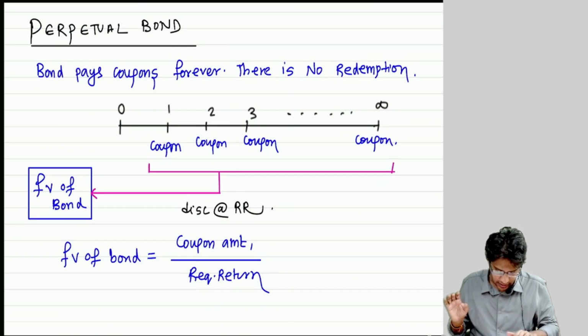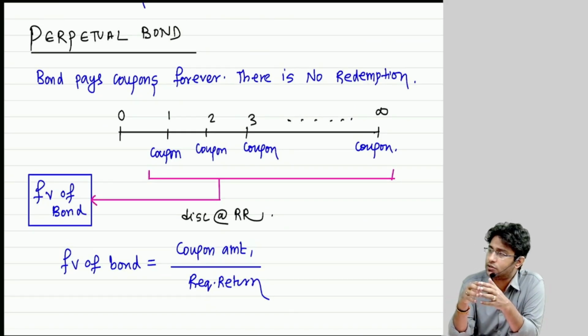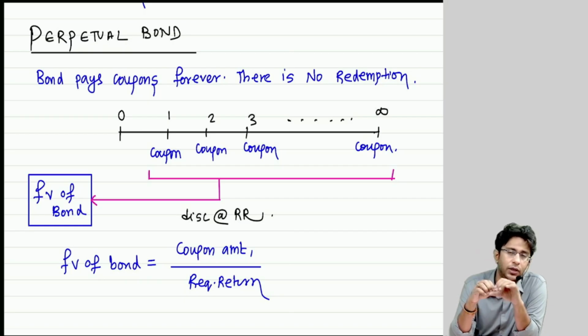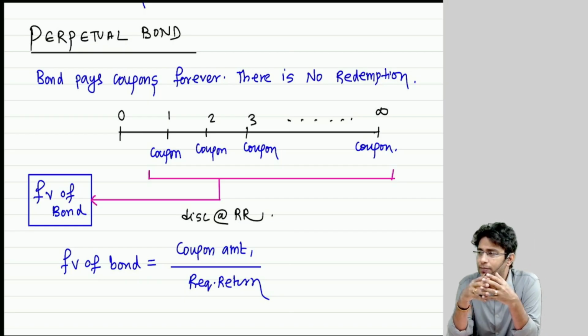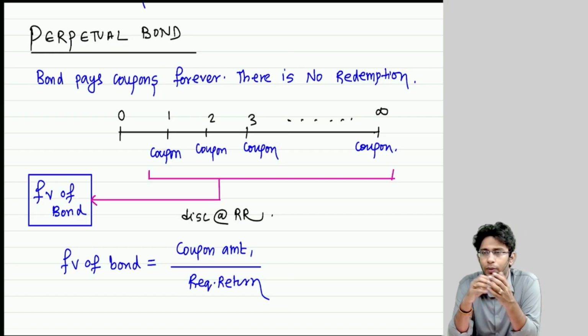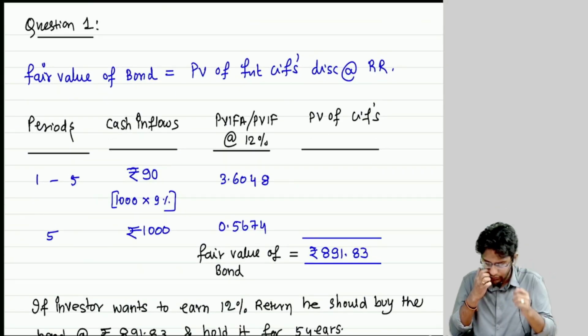Got it. Next, perpetual bond. What is the meaning of perpetual bond? A bond which does not give you your maturity value at all, but forever it keeps on paying you coupons. And it keeps paying a fixed coupon amount forever. This falls into a level perpetuity cash flow. Therefore, present value is equal to coupon amount divided by RR. That's all.